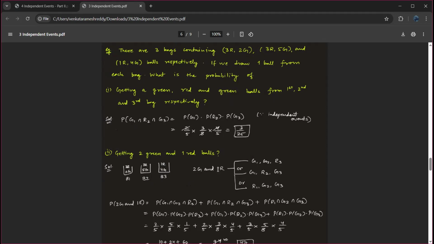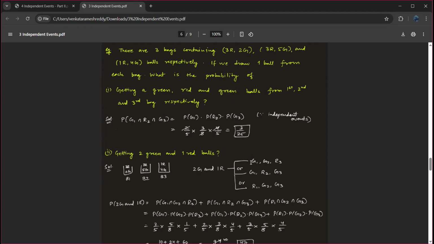They are asking for two green balls and one red ball. So how can we choose these? The probability of getting a green ball from the first bag, green from the second bag, and red from the third bag. This is one combination. Another combination is G1 R2 G3: green ball from the first bag, red from the second bag, green from the third bag. Or we can choose red from the first bag, green from the second, and green from the third. These are the various combinations possible for picking two green balls and one red ball.